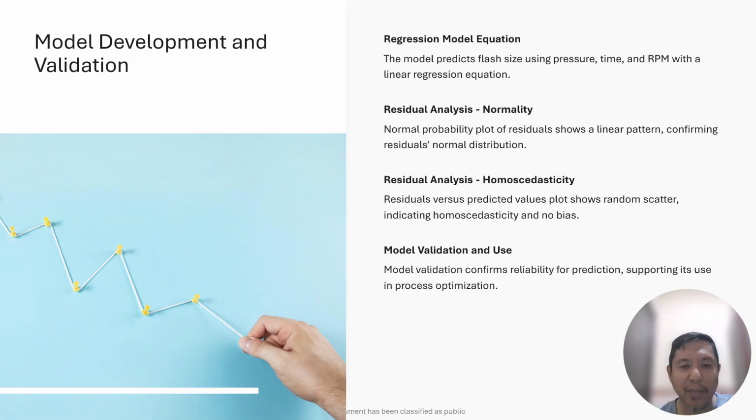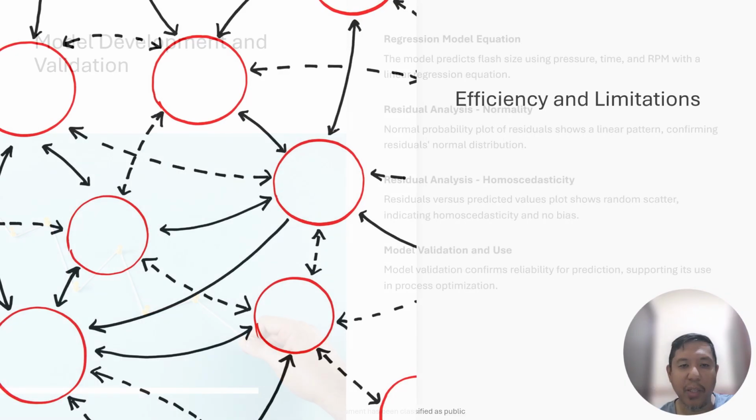Sorry for that. So this is the model development and validation, that we can use regression for the model equation, and the model can predict the flash size using pressure, time, RPM with a linear regression equation. And the normal probability plot of residuals shows a linear pattern confirming residuals are normally distributed. And yeah, the model validation confirms reliability for prediction, supporting its use in process optimization.